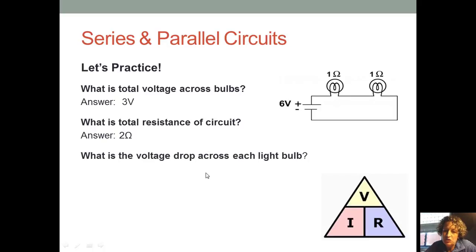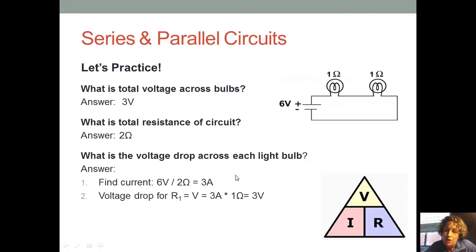What is the voltage drop across each light bulb? So again, here's where we need to find the current. And the current is going to be 3 amps. We've got 6 volts divided by 2 ohms of resistance gives us 3 amps.